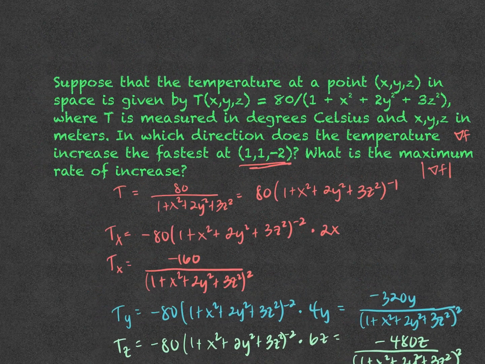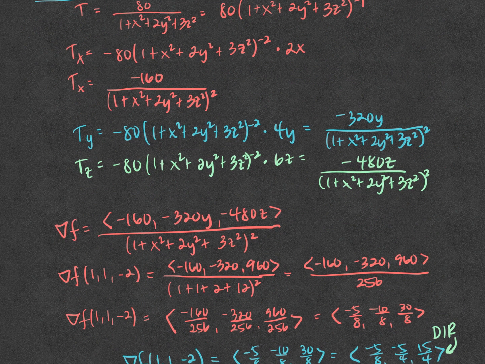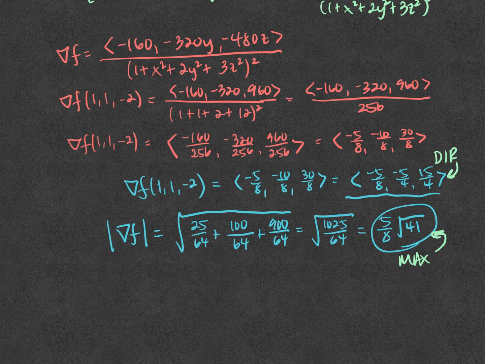Now it doesn't actually ask us to find the directional derivative. It says in which direction does it increase the fastest, and what is the maximum rate of increase? So our direction is in the direction of the vector negative 5 over 8, negative 5 over 4, 15 over 4, and the maximum rate of increase is 5 over 8 times the square root of 41. So we can call this approximately 4 degrees Celsius per meter. Remember that the T is in terms of Celsius and the variables are in terms of meters. So that helps us to figure that out.